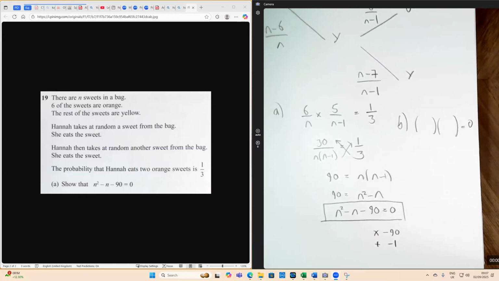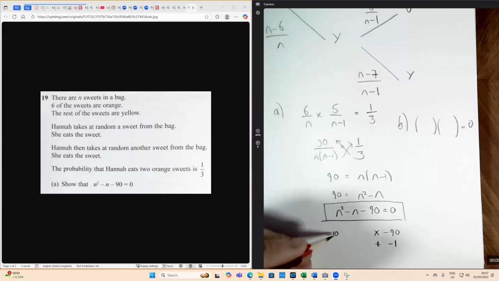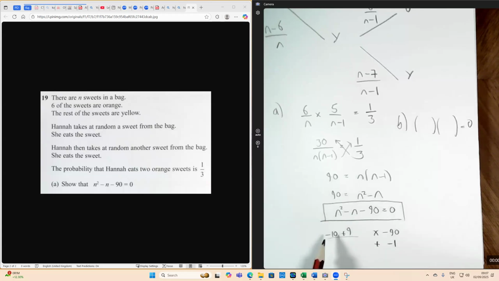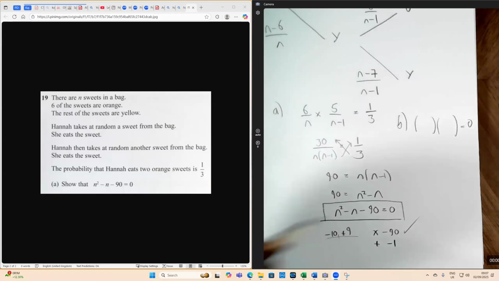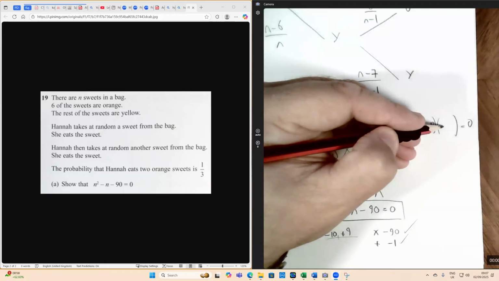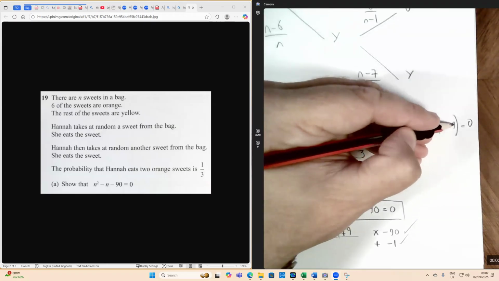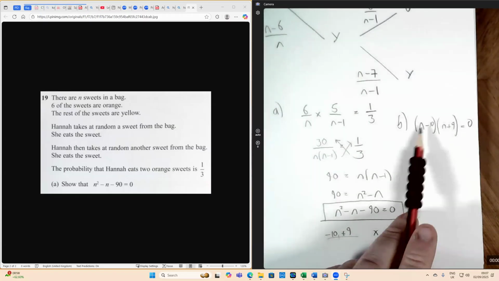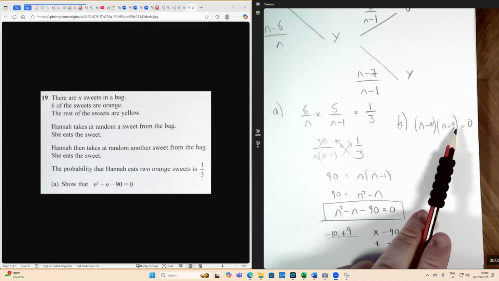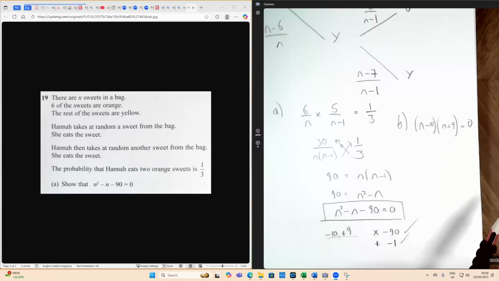So let's think about what our factor pairs could be. We could have minus 10 and we could have plus 9. Let's check this as a pair. So 9 times minus 10 does in fact make minus 90. And minus 10 add 9 does in fact make minus 1. So that's our factorization. So n minus 10 and n plus 9 are going to go in there. Let's double check that that works again. If I was to expand these brackets, I'd get n squared, plus 9n, minus 10n, and minus 90, which would in fact give me that equation.